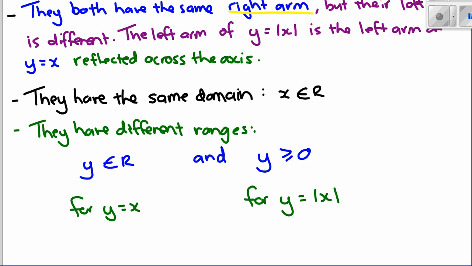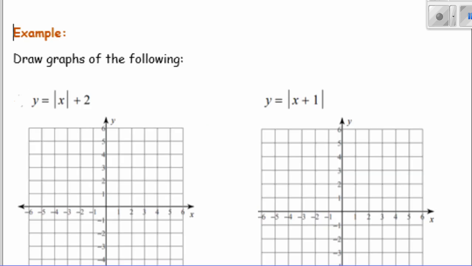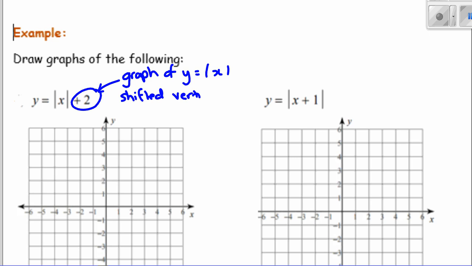Let's do a few little examples. So you're asked to draw graphs of the following. We know what the basic y equals the absolute value of x is, but if you've got y equals the absolute value of x plus 2, it's the graph of y equals the absolute value of x shifted vertically 2 units, so upwards.